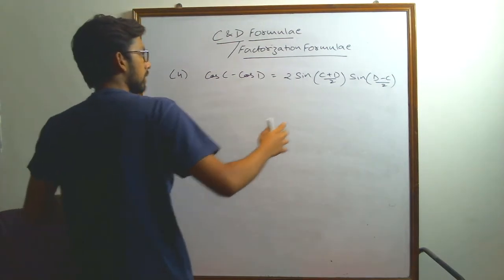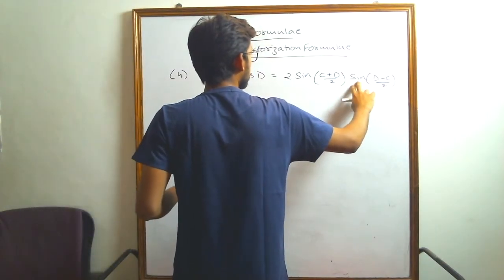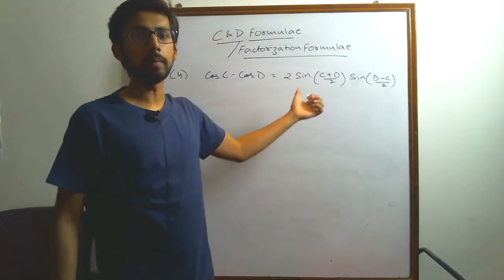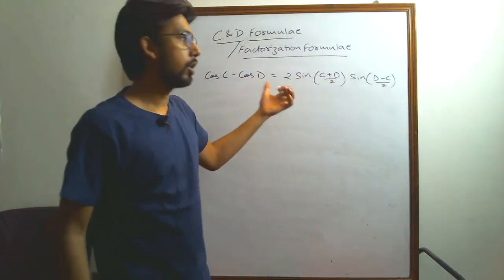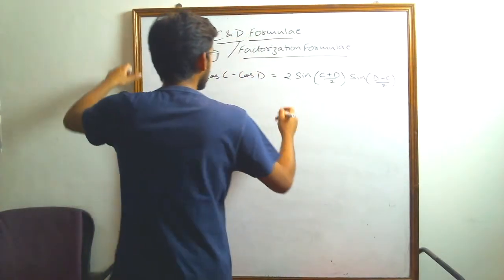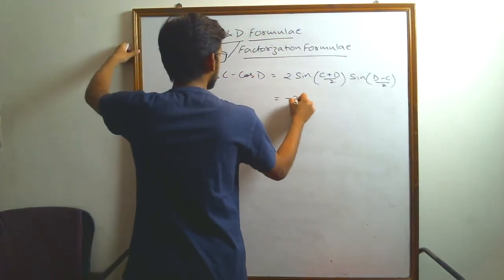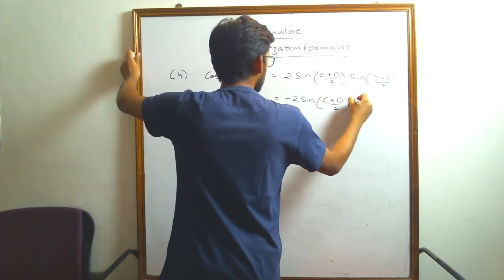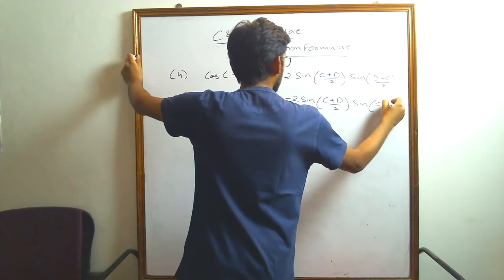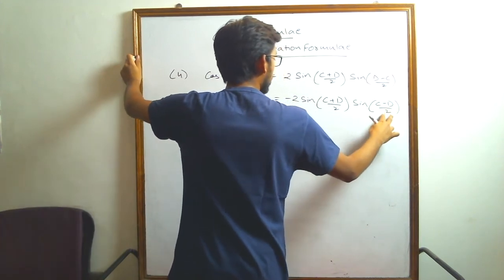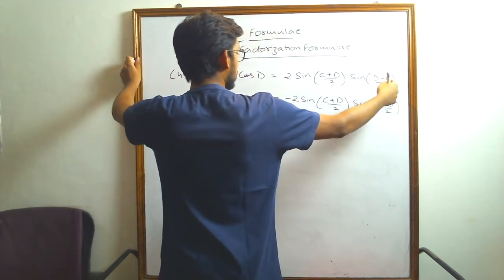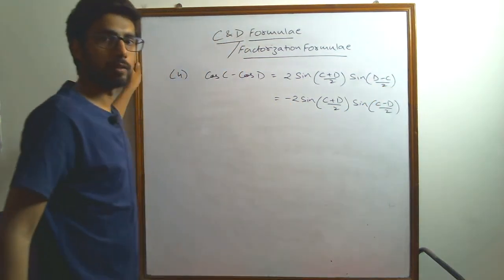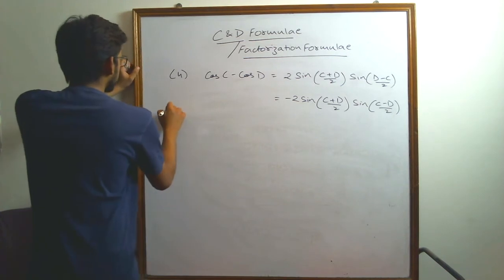Now you notice that there's a big difference here. Instead of sine C minus D by 2, the formula here has D minus C by 2, so you have to be careful about this. This can also be written as minus 2 sine C plus D by 2 into sine C minus D by 2. So now the angle is as usual, C minus D by 2, as in the before formula, but there is a negative sign outside. Let's see why that is.